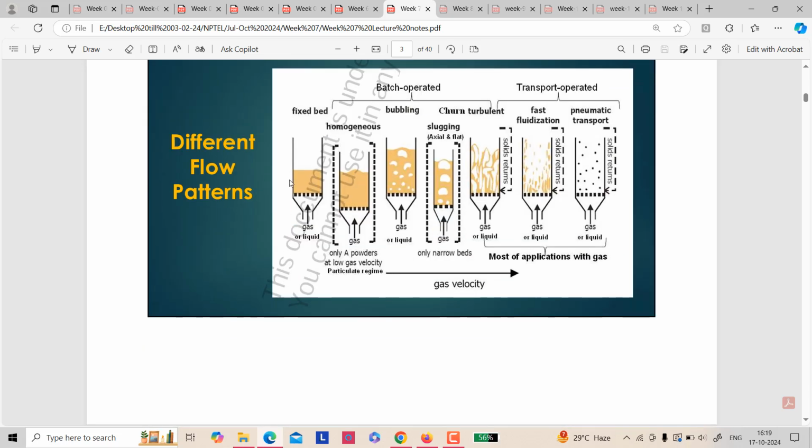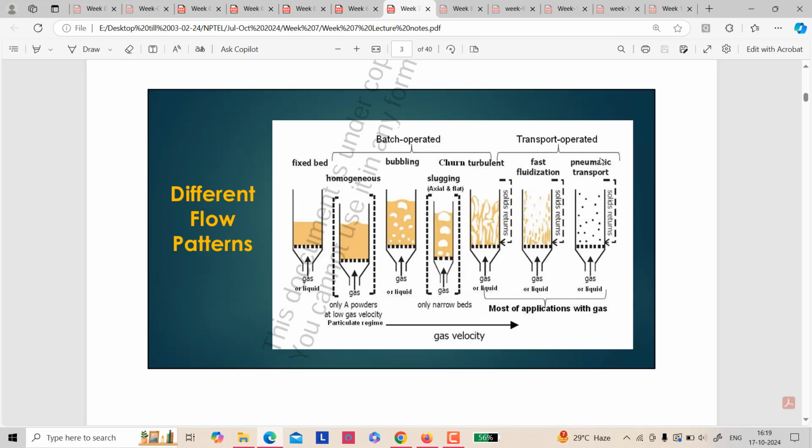So these are the different types of flow patterns generated in the fluidized bed. When there is no flow, or gas or liquid is coming from the bottom at a very low flow rate, it is the fixed bed. Now we are increasing the velocity. It is called the homogeneous bed. Next, it is again increased. Bubbles are generated inside the bed. That is called the bubbling bed. In a narrow bed, if bubbles are generated, it is called the slugging bed.